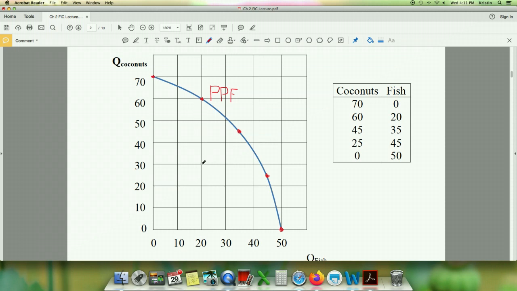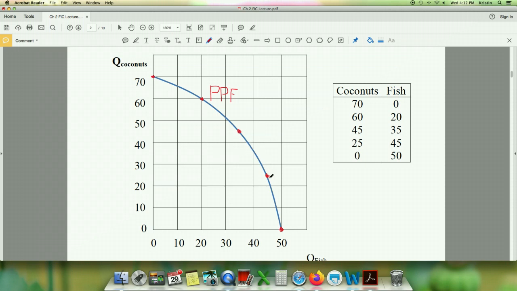If they produce something inside the curve, let's say here 30 coconuts and 20 fish, they could do that, but it wouldn't be efficient because it would mean that they were giving up the opportunity to produce more of the goods. So starting at this point, they could produce more coconuts, or they could produce more fish, or if they went from here, say to this point, that would give them more of both goods. Okay, so anything inside the curve is going to be inefficient. All the points on the curve are therefore possible and efficient, right?